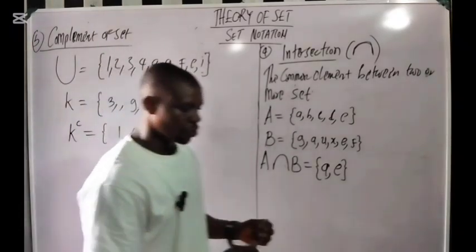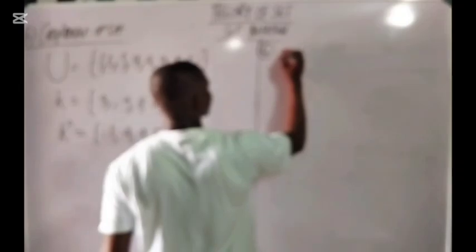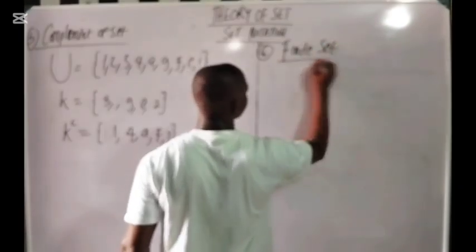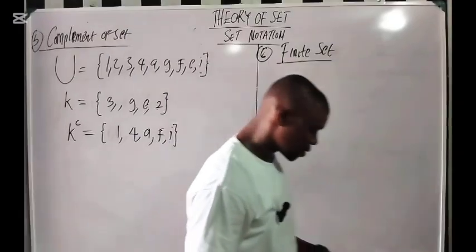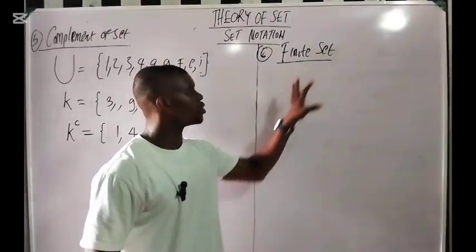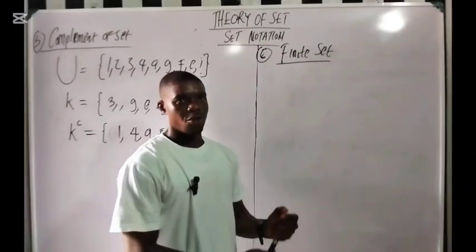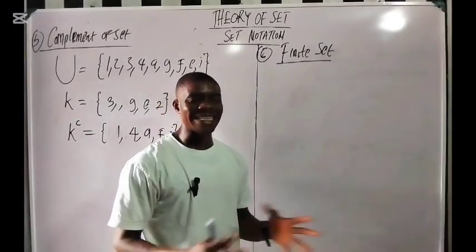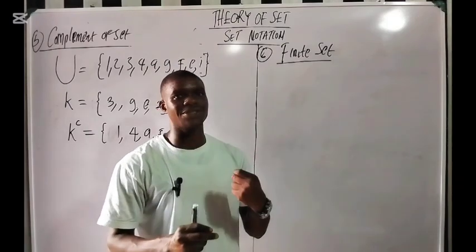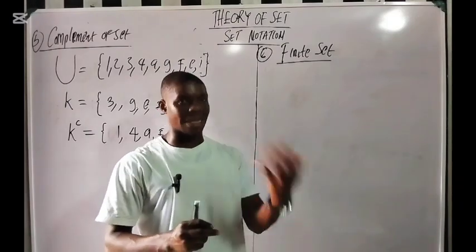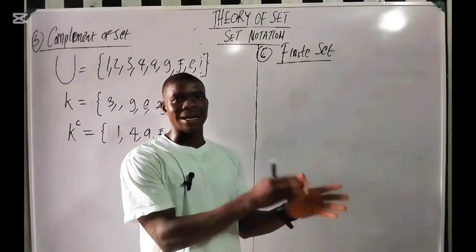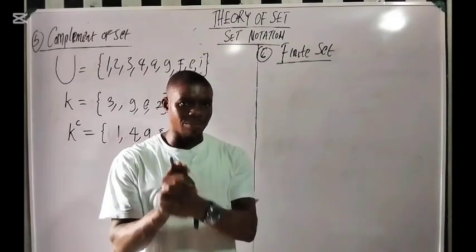Let's move to the next one. Number 6 is called finite sets. What is a finite set? A finite set is very easy. It is like countable sets, sets you can easily count. So sets you can count are called countable sets.